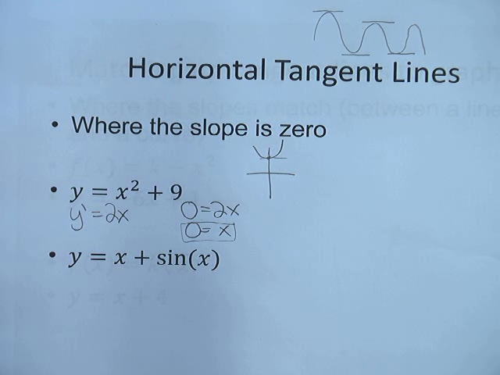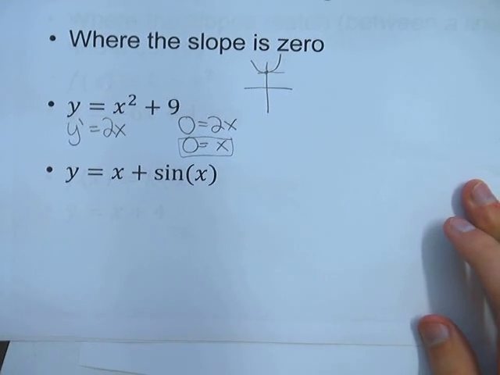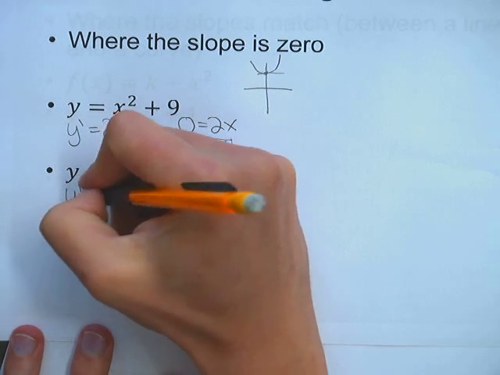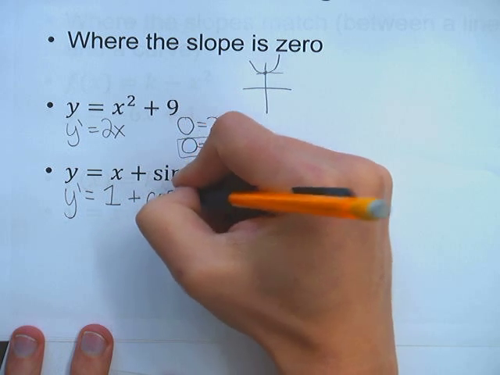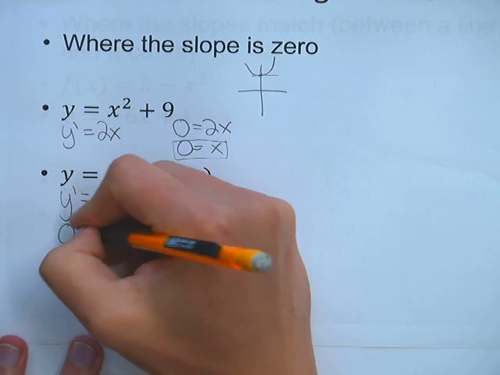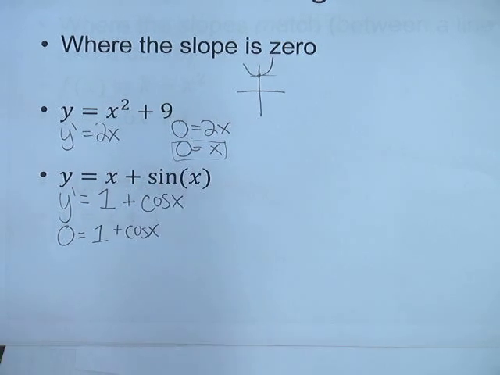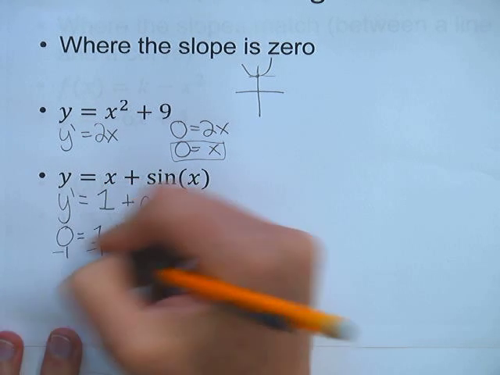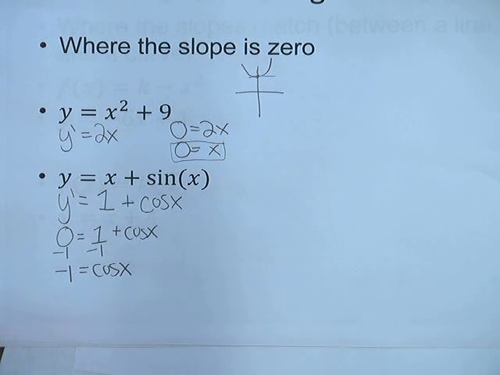Now let's do one where we don't know the answer right away, which is the second guy. It's y is equal to x plus sine x. So our derivative is equal to 1 plus cosine of x. We set this equal to 0 because we want where the slope is 0. So we need to figure out where 1 plus cosine of x equals 0. We subtract 1 from both sides, and we get negative 1 is equal to cosine of x.